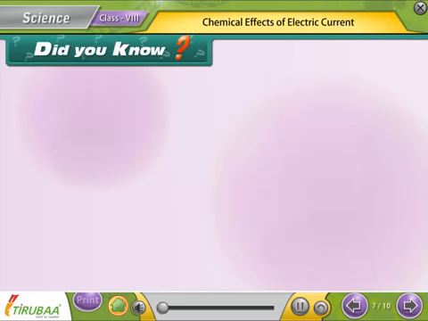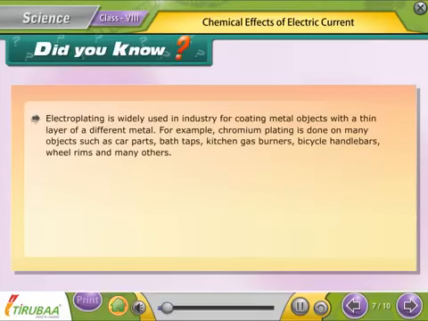Did you know? Electroplating is widely used in industry for coating metal objects with a thin layer of a different metal. For example, chromium plating is done on many objects such as car parts, bath taps, kitchen gas burners, bicycle handlebars, wheel rims and many others.